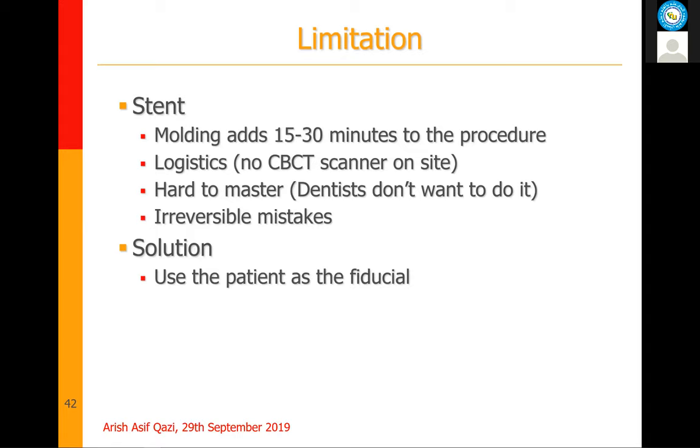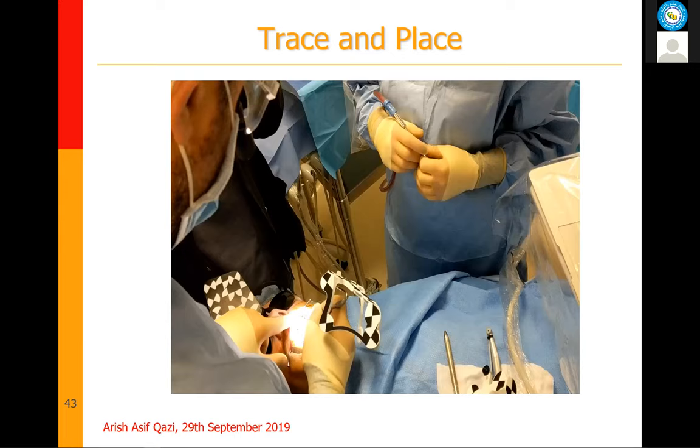we completely developed a new methodology for registration. This methodology is completely new. Nobody else has a similar technique or technology in the world right now. So what we did was that instead of using the stent, we said, okay, why can't we use the patient as the fiducial? We call this technology trace in place.